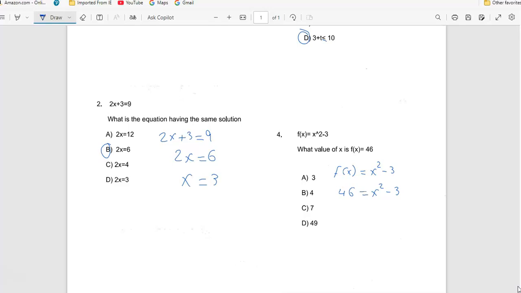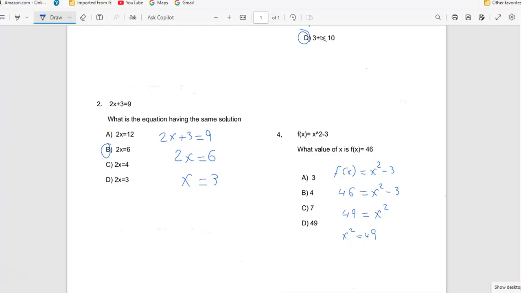So how do we solve it? Get rid of the negative 3. How can I get rid of the negative 3? Add 3 to both sides. So I want to get rid of that negative 3. I'm going to add 3 here. I have to add 3 on the other side. So 46 plus 3, that is 49, equal x squared, which is x squared equal to 49.